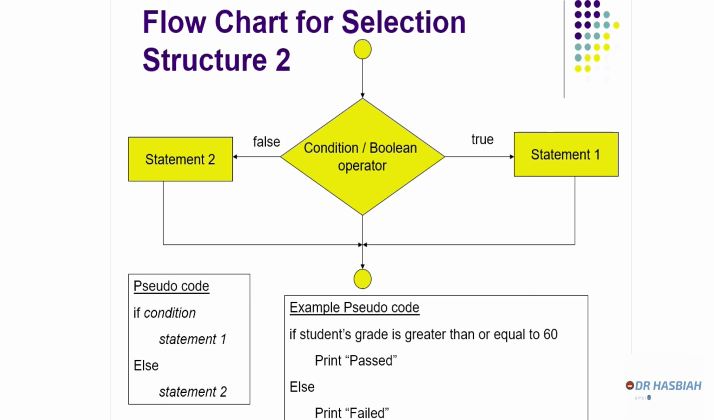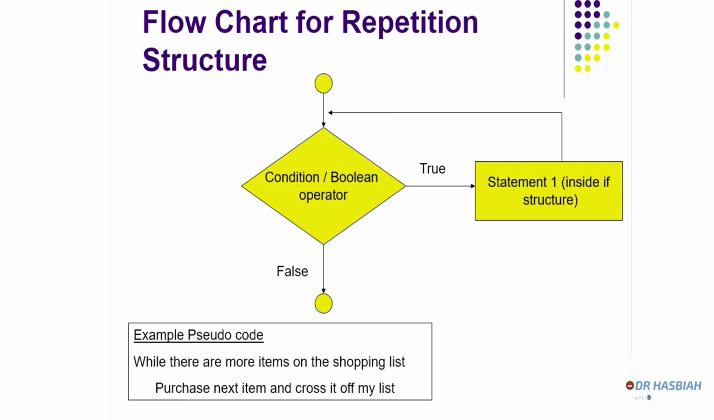Another one, we have the flow chart for the repetition structure. Repetition meaning you want to repeat. Is the condition true? If the condition is true, yes, we perform statement 1 until the condition is not true. After the condition is not true, then you exit from the structure here.